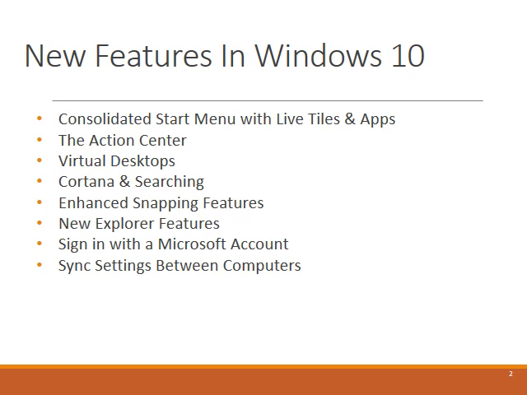So there are several new features that are available in Windows 10. First is consolidated start menu with live tiles and apps, so apps being different than applications. The Action Center, virtual desktops, Cortana and searching, the enhanced snapping features, so this would be like being able to snap a window from one side of your screen to the other so that it takes up half the screen. New Windows Explorer features. You can also sign in with a Microsoft account, and you can use said Microsoft account to sync settings between computers. So we're going to be covering those in depth here.